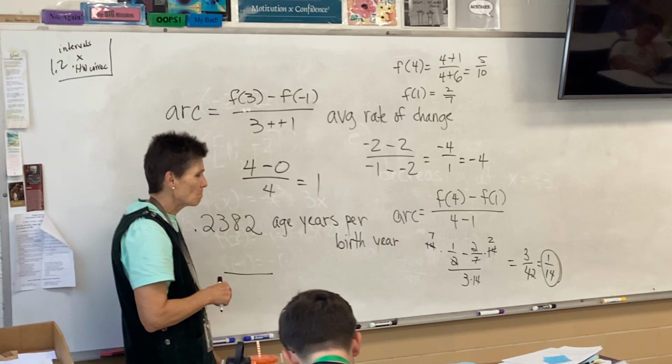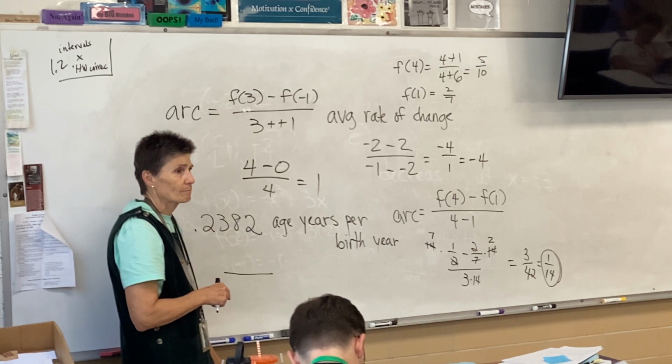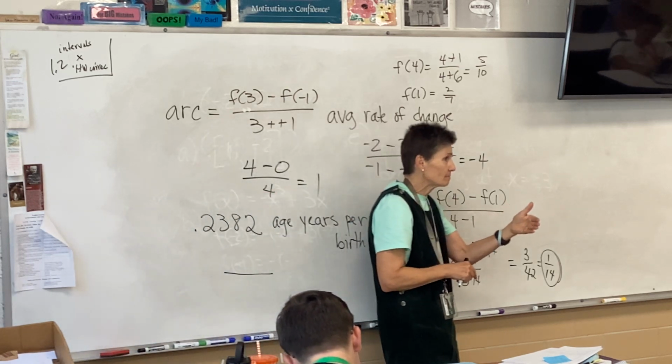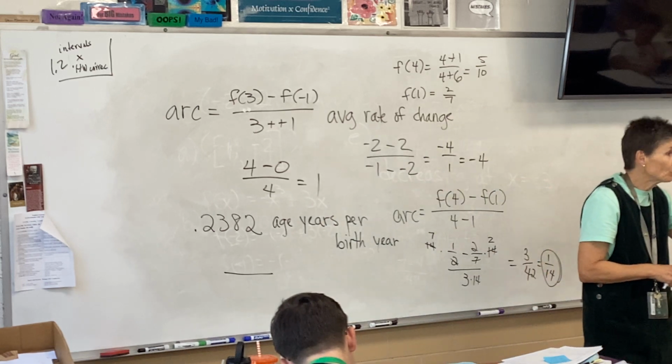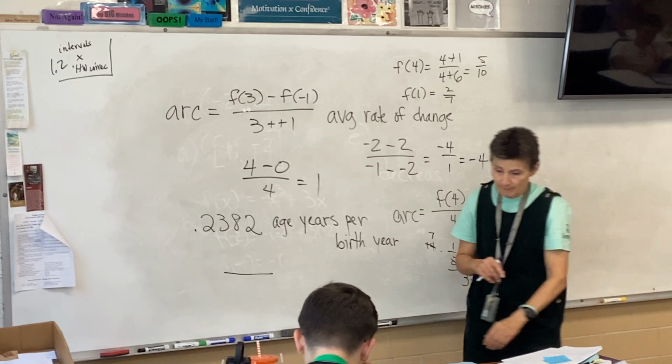What does that mean? Every year since 1850, people have lived 0.23 years longer, right? Perfect. All right, turn it over.